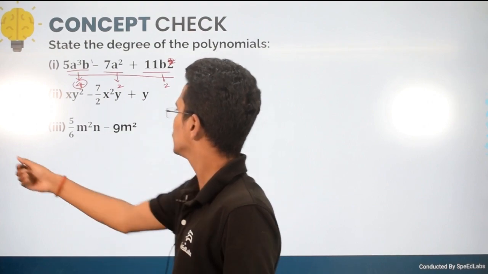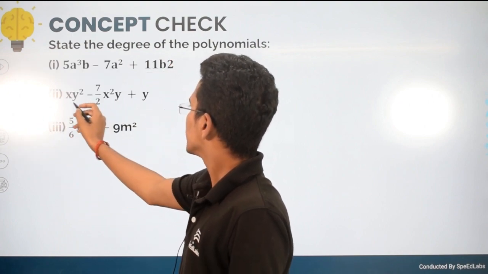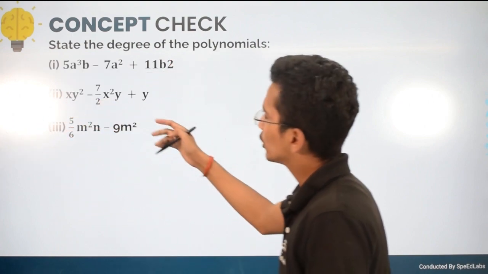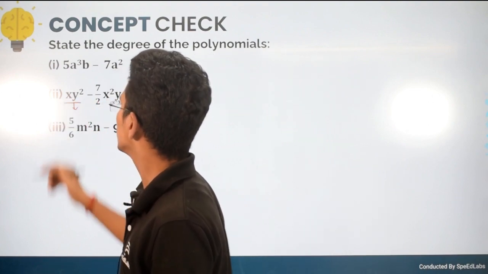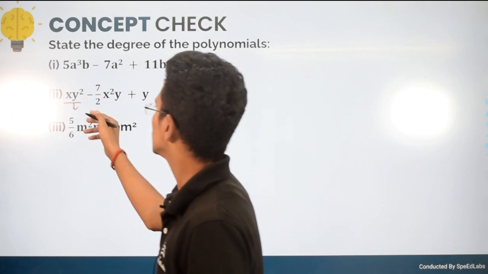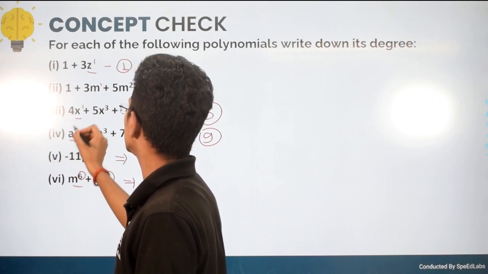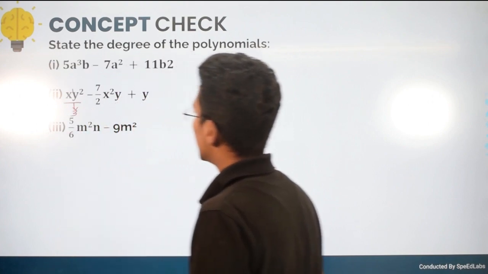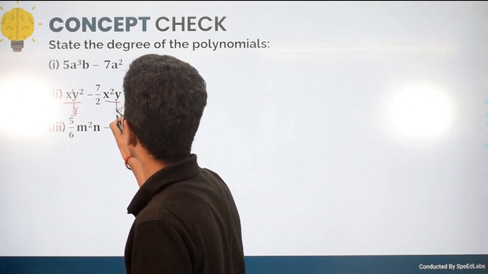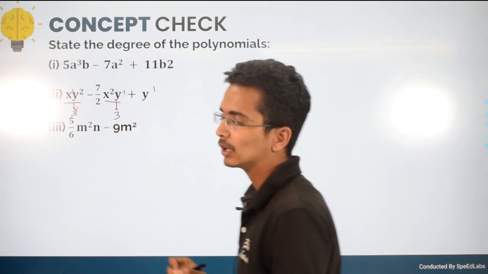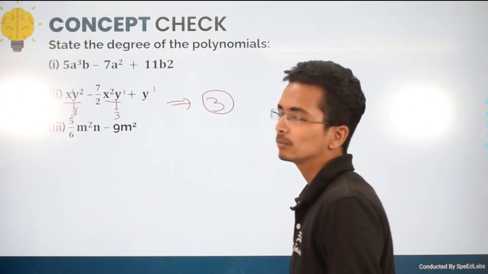For the second expression, if you will see, it is a polynomial in variables x and y. For the first term, if you find the combined power, you can see x is with power 1 and y is 2, so the combined power will be 3 because the powers are added over here. The second term also has 2 plus 1, the combined power is 3, but for the third term it is only 1, so the highest power is 3, so the degree of this polynomial will be 3.